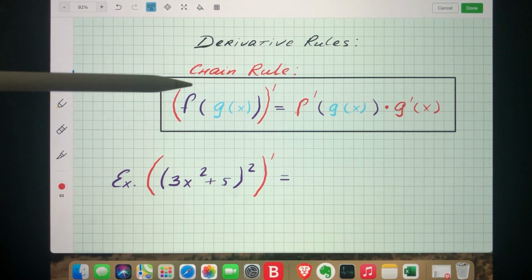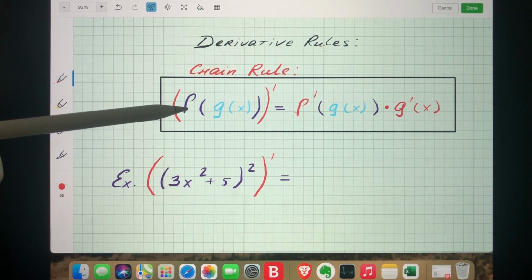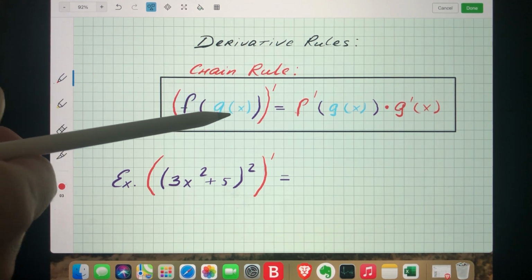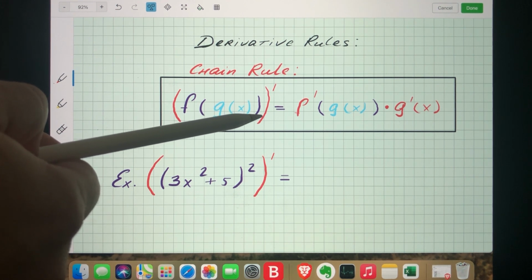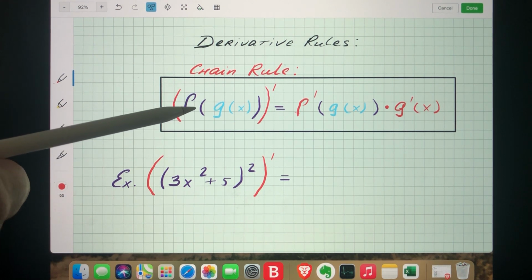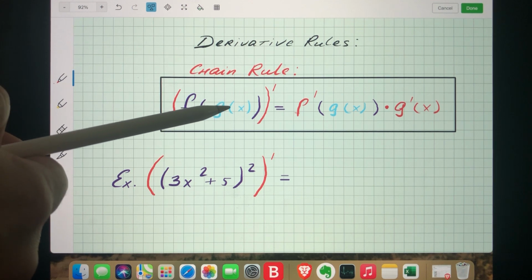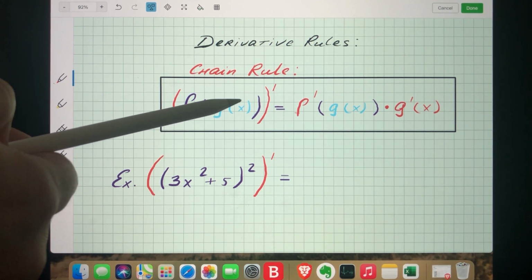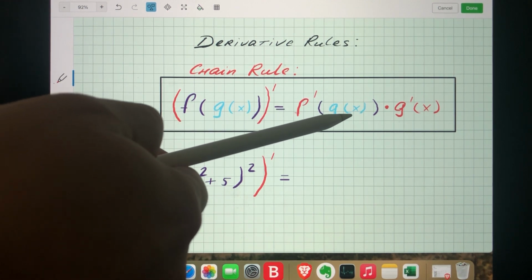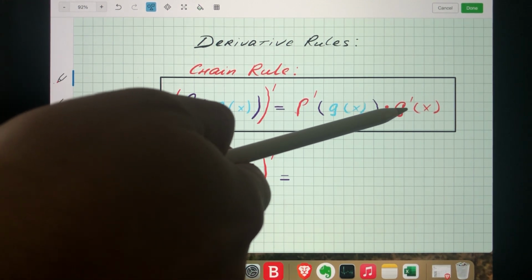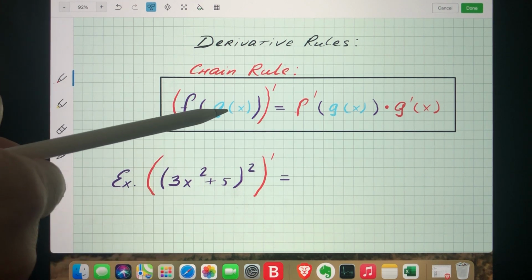In other words, we have two functions, f of x, and inside of it is a different function, g of x. And we're trying to take a derivative of that whole composition. So we have the outside function and the inside function. The chain rule says that first we take a derivative of the outside function, leaving the inside as it is, then multiply by the derivative of the inside function, which is the g.